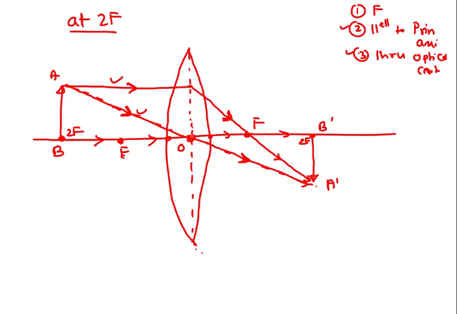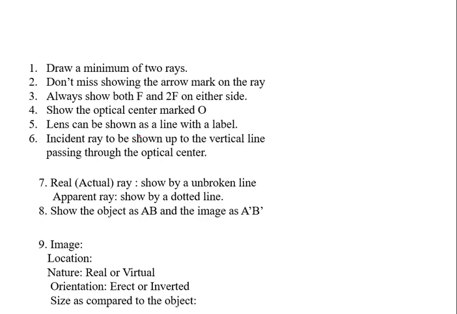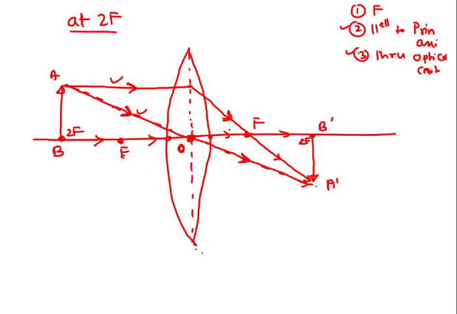So always remember to show the optical center O. Lens can be shown as a line with a label. So here I have shown the shape of a convex lens, but it's okay if you draw this as a principal axis and you show the lens as simply a line and then label it and say this is convex lens. So basically these two curved lines will not be there. That is perfectly fine. So that is permitted.